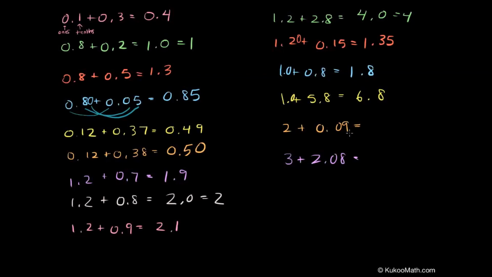Next question, 2 plus 0.09. Here, we could always add 0.0, but we have an extra place here, so we're going to add another 0, just so we can keep track and make sure that both of these numbers have the same amount of places. So now we have 2.00 plus 0.09, and we get 2.09. Finally, last question, 3 plus 2.08. We're going to do the same thing. We can do 3.00, same thing as just 3, but now we have the same amount of places. Add them together, 5.08. And that is our last question.